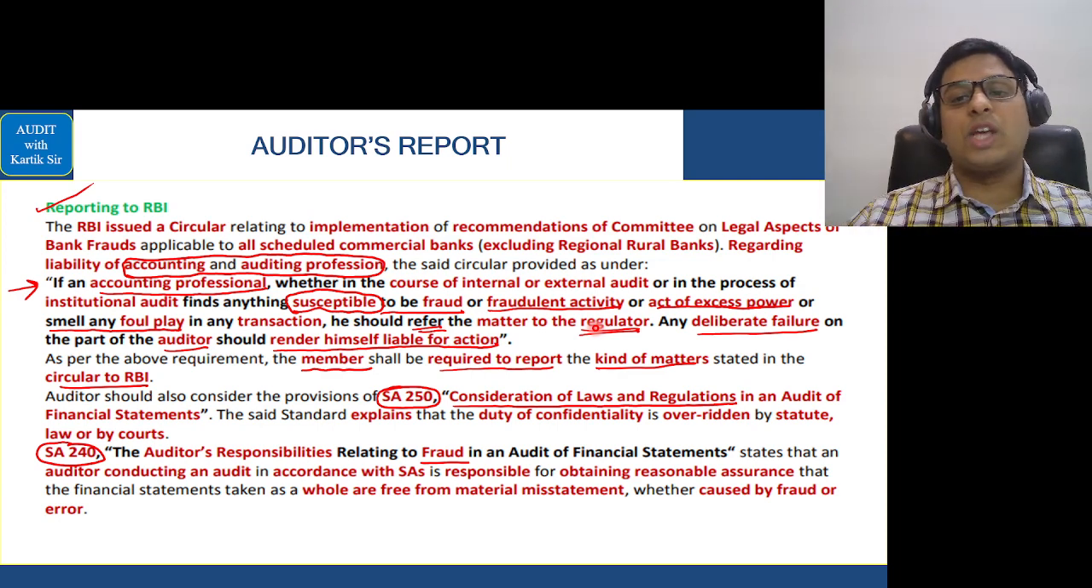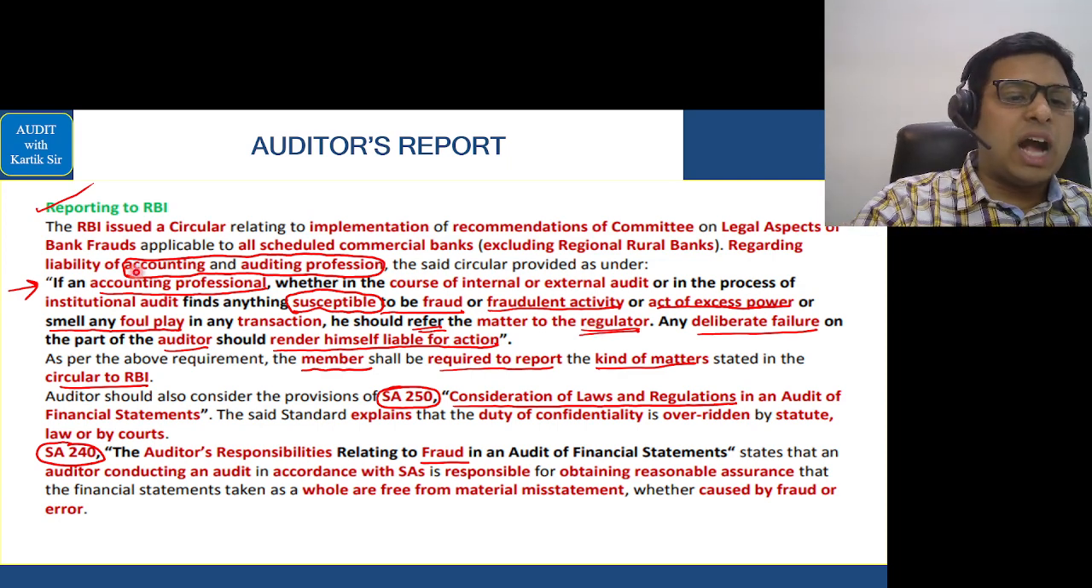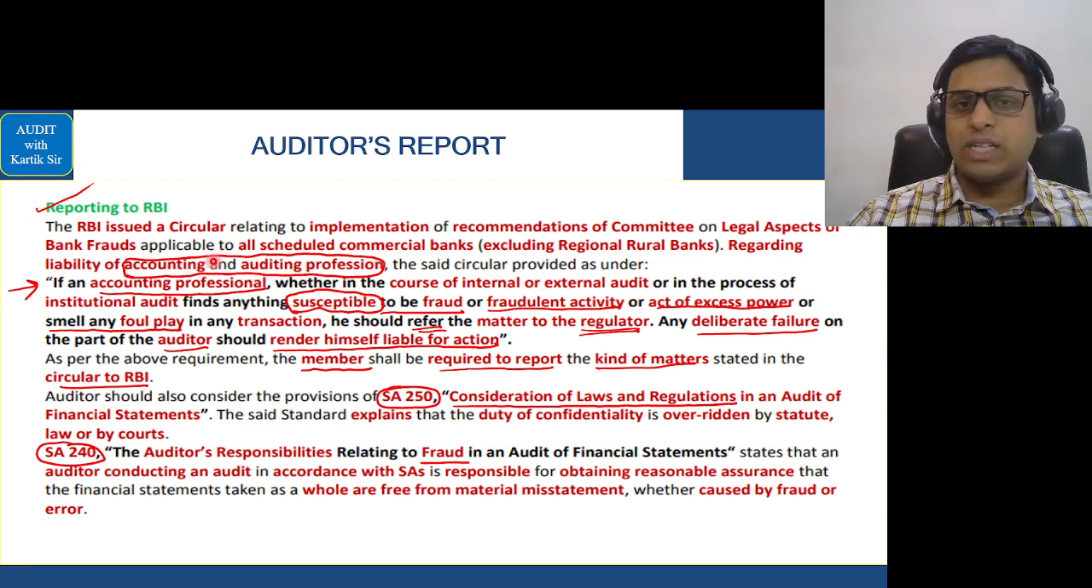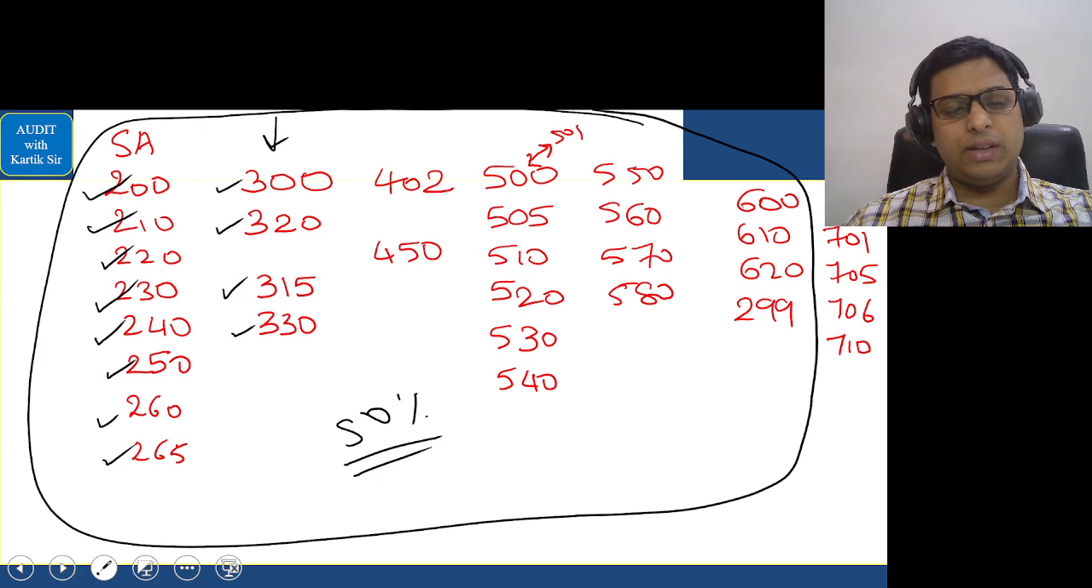So this is an RBI circular directly for those in the accounting and auditing profession. That is basically a CA. Simple to understand this area. Okay. Let's go further.